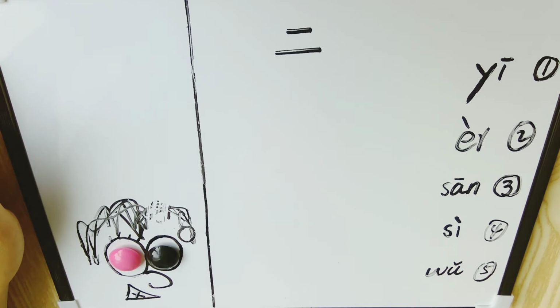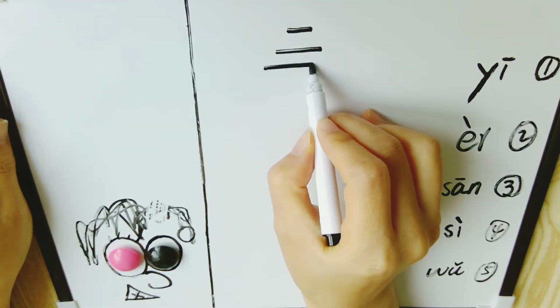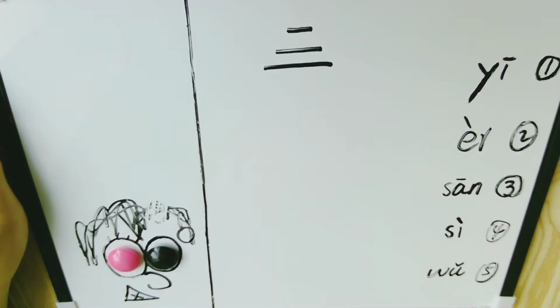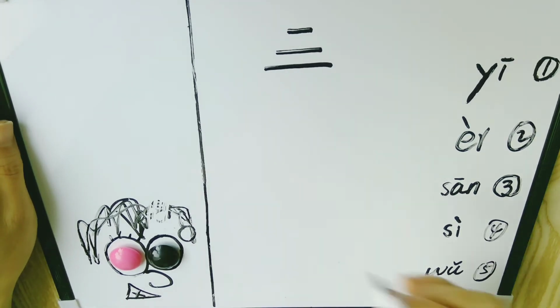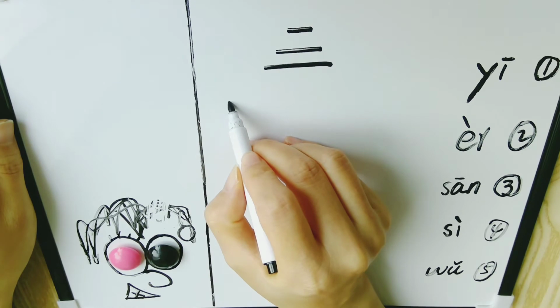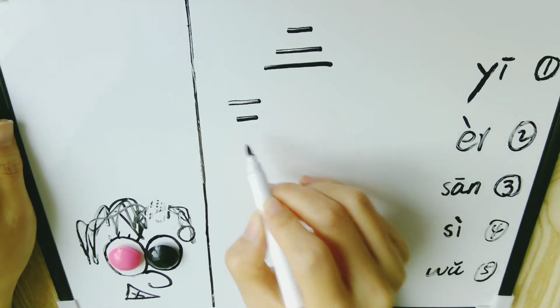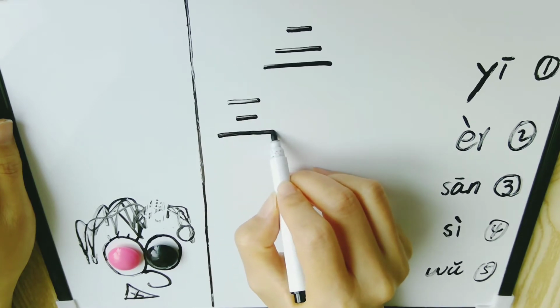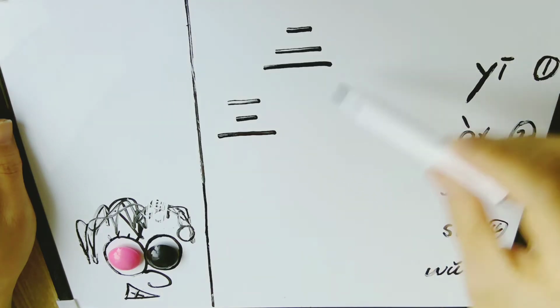Number 3, again, you just add one more line. It's very easy. There you go. Just want to say, in our daily life, this is how we write down number 3. Yeah, as you can see, there's a difference between these two number 3.